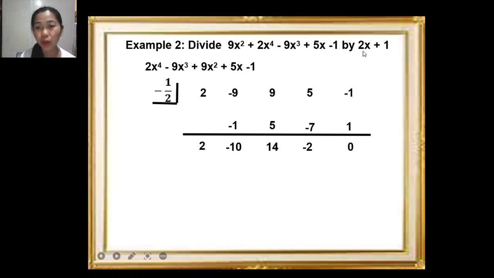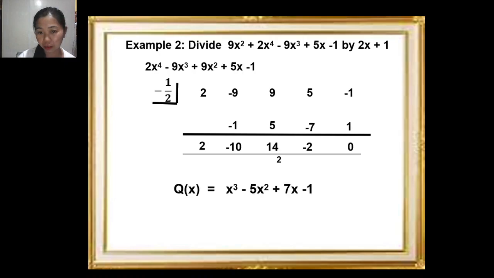So, kung hindi 1 ang coefficient ng first term ng divisor, we need to divide the third row by whatever the coefficient of the first term of your divisor. So, here, the coefficient of the first term of the divisor is 2. So, we need to divide the third row by 2. Ayan. And then, pag dinivide natin yan sa 2, magkakaroon kami ng 1, negative 5, 7, negative 1, 0. So, ito ngayon yung ating quotient.